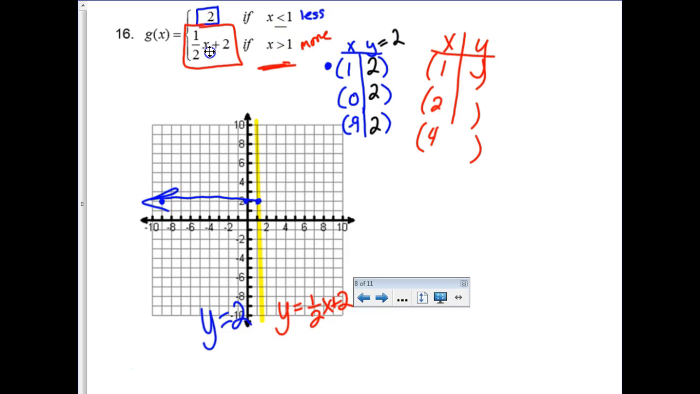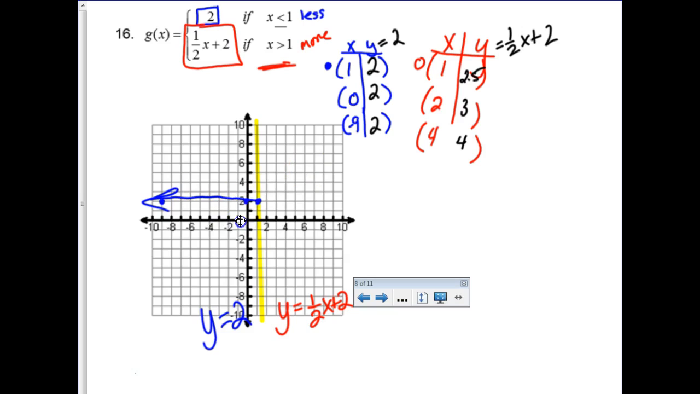Okay. Yeah, the halvesies bother me. I don't like fractions. All right, so plugging in a 1, 1/2 times 1 plus 2 is 2.5. Okay, so we're just plugging into this function. Plugging in a 2 would be 1/2 times 2, which is 1, plus 2, which would be a 3. And then plugging in a 4 would be 1/2 times 4, which is 2, plus 2 is 4. What about that very first ordered pair, though? Open or closed circle? Open this time.